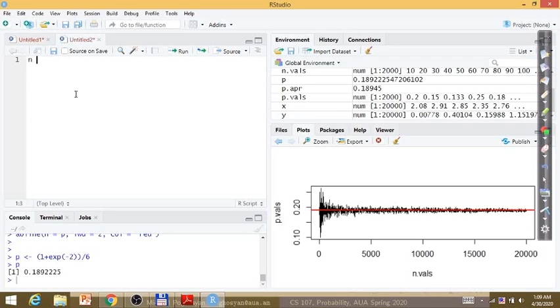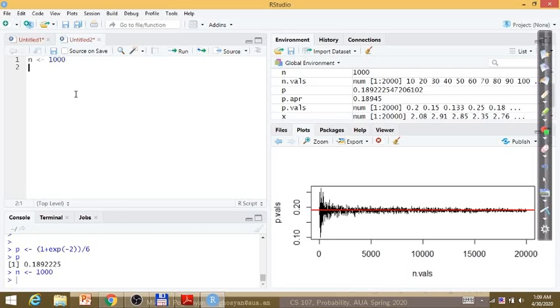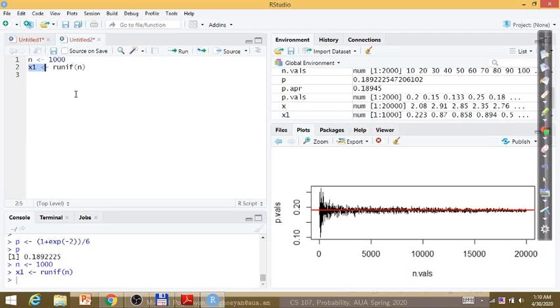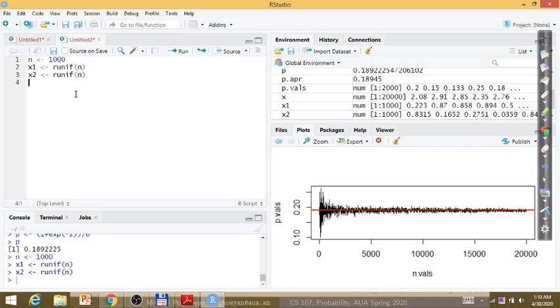So what I'm doing, I'm generating 3 independent uniforms, then calculating the maximum. N is say 1000, 3 uniforms, x1 is runif, and 0, 1, no need for writing that. Then I'm copying. If I run this 3 times, I will have 3 independent copies of uniform numbers.